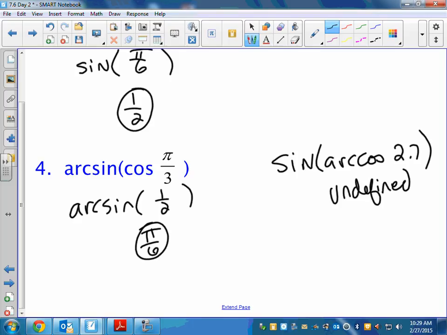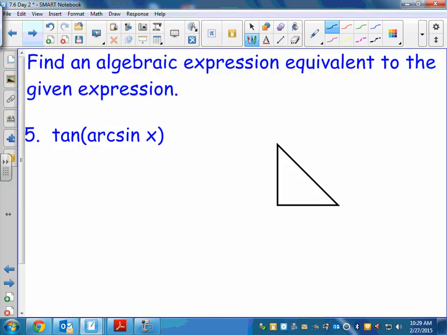Okay. What else can we do? We can make you find algebraic expressions with X stuff, which is super cool. Good old SOHCAHTOA. So it says, find an algebraic expression equivalent to the given expression. Kind of like what we just did, only instead of talking about the unit circle, we're just going to talk about drawing a triangle. And we're going to talk about in terms of X first, and then we'll do some with actual numbers. But again, start with the inside first.